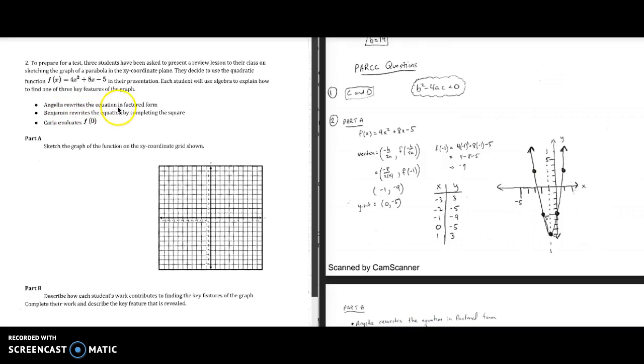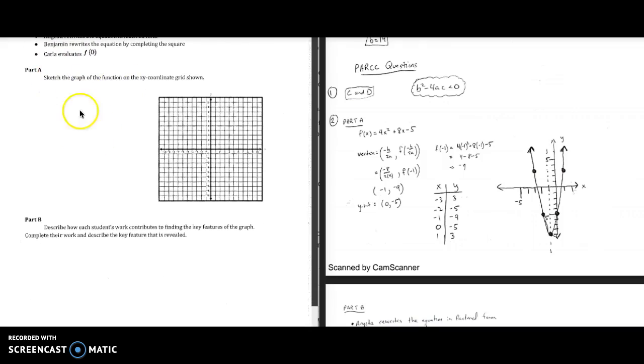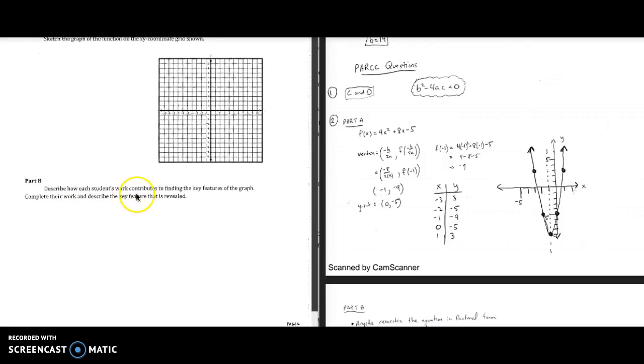Angela is rewriting the equation in factored form. Benjamin's rewriting the equation by completing the square. Carla is evaluating f of 0. Part A wants us to sketch the graph. Part B wants us to describe how each student's work contributes to finding the key features of the graph, and then complete their work and describe the feature that's being revealed.